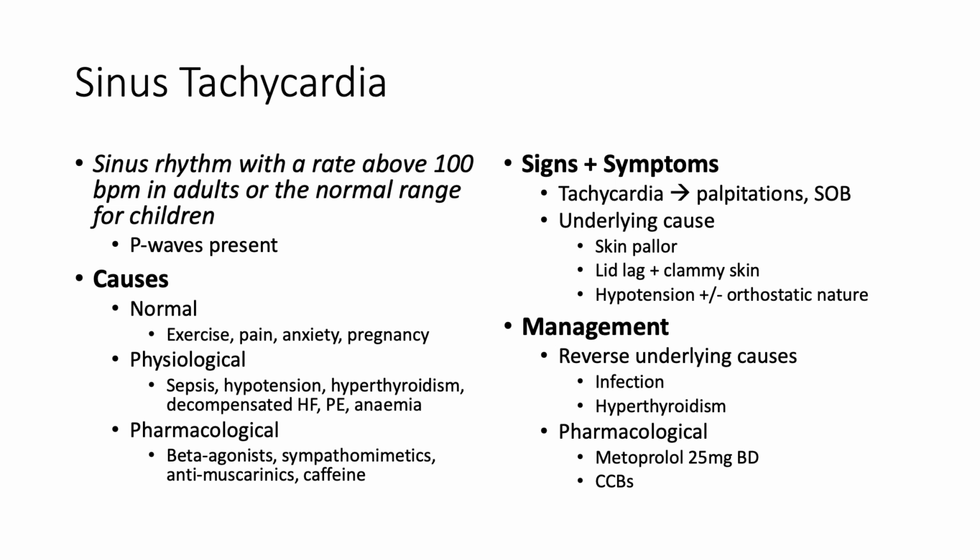As another aside, managing tachycardia: you can reverse the cause, so infection or managing hyperthyroidism. Otherwise you can give medications, which is metoprolol, or any other beta blocker. Just for metoprolol, it's given 25 milligrams twice a day. So you guys will start to get familiar with the names, always looking at the end of the name, which I'm sure you all know. And then BD just means twice a day. Otherwise, calcium channel blockers can be used.